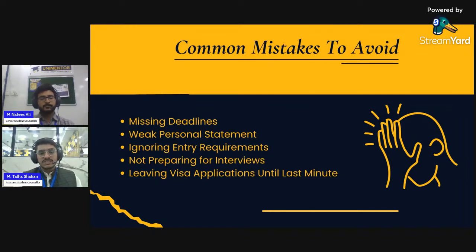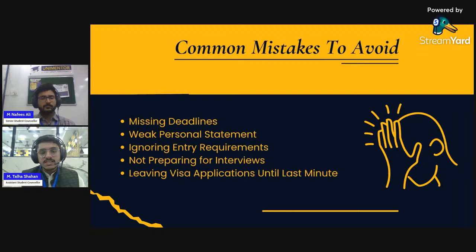Another common mistake is ignoring entry requirements. Whenever you select any course or any university, you have to check the specific requirements. There are requirements about the grades, about the subjects, about the work experience. You should keep these different entry requirements in your mind, because by meeting the entry requirements is the only way you will get into the university. So you should mind the entry requirements of the UK and of any university.